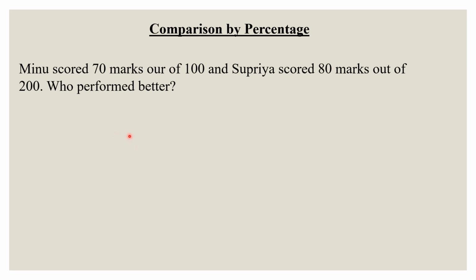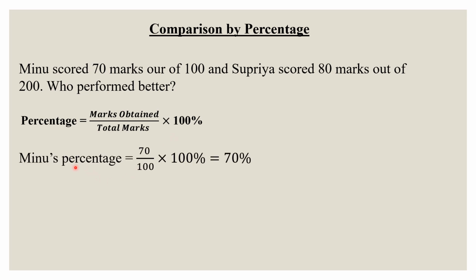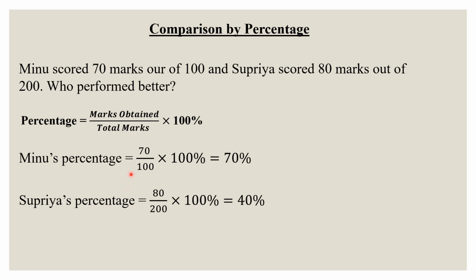So in such a situation, we have to find the percentage of their marks. Okay, and how to find percentage? The formula is marks obtained divided by total marks into 100, right? So let's find the percentage of marks scored by Minu and Supriya one by one. Minu's percentage is 70 by 100 into 100%, so Minu got 70% marks. Whereas Supriya's percentage is 80 by 200 multiplied by 100%, so Supriya's percentage is 40%. So if we see the percentage, clearly we can tell that Minu's performance was better than Supriya's, isn't it?